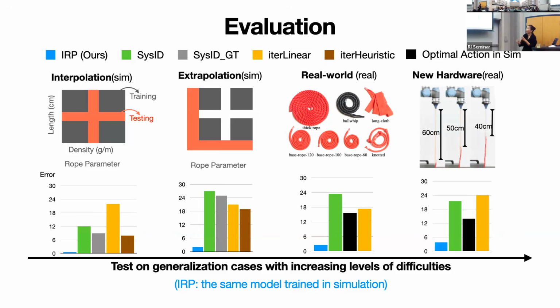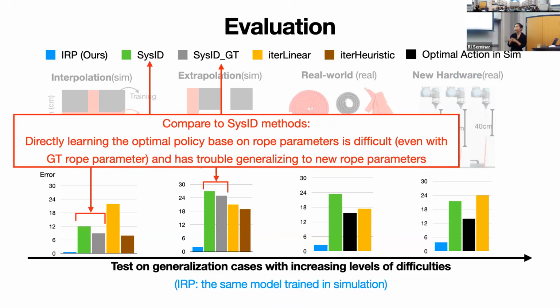And here are just a few quick takeaways from our experiments. First, we noticed that if you compare to the traditional system ID method, it's actually really hard to learn an optimal policy based on the rope parameters, even when provided with the ground truth rope parameters. In particular, it also has trouble generalizing to new ropes with different physical parameters, and we can observe this especially in the extrapolation case, where it really struggles.